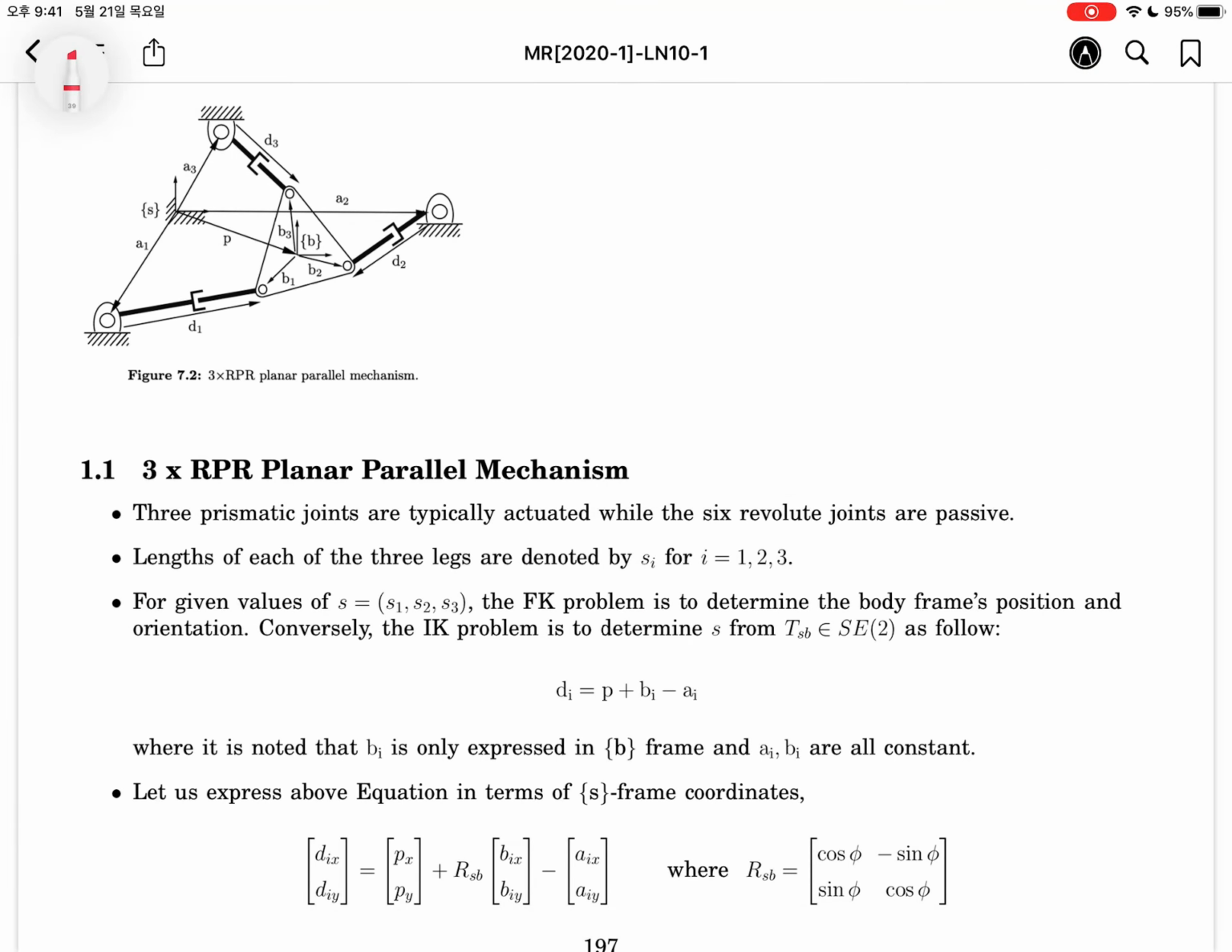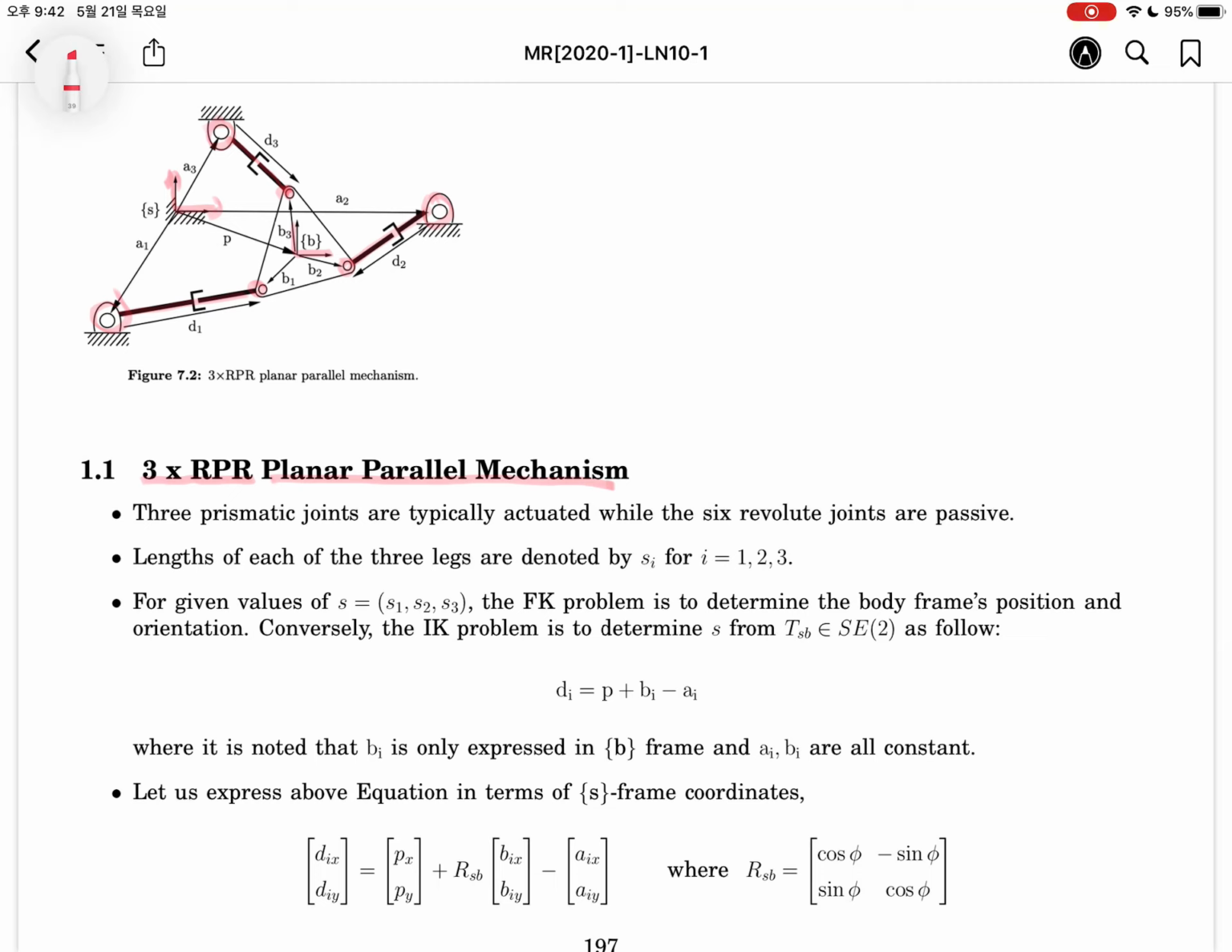Okay, let's take an example. A 3-leg RPR planar parallel mechanism. This is a planar mechanism. Let's attach the fixed coordinate here. And the 3 legs D1, D2, and D3. Here a revolute joint will be attached. Then the prismatic joints D1, D2, D3, and another revolute joint will be attached to the connecting point. Then let's attach the body coordinate here.